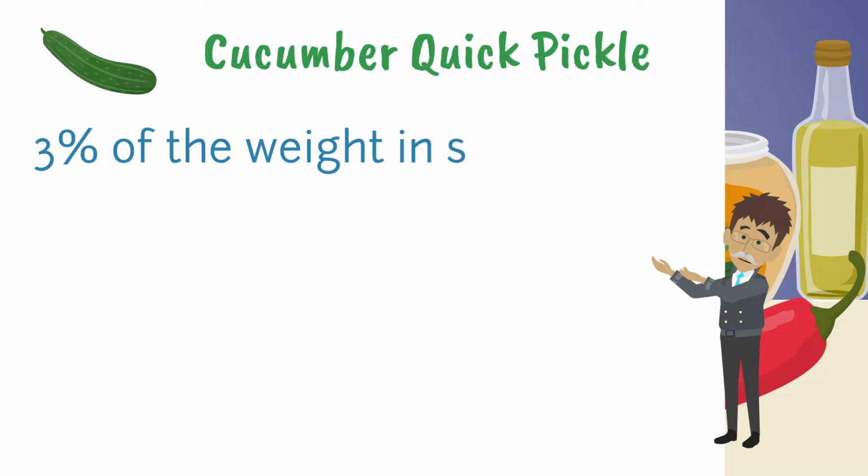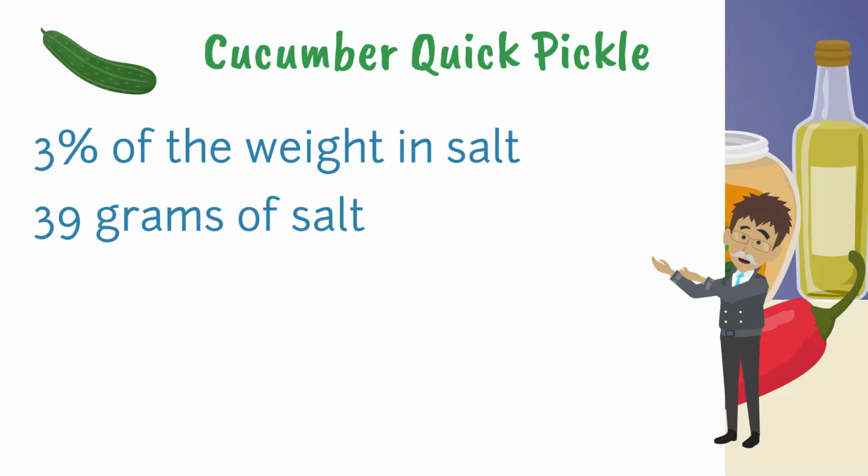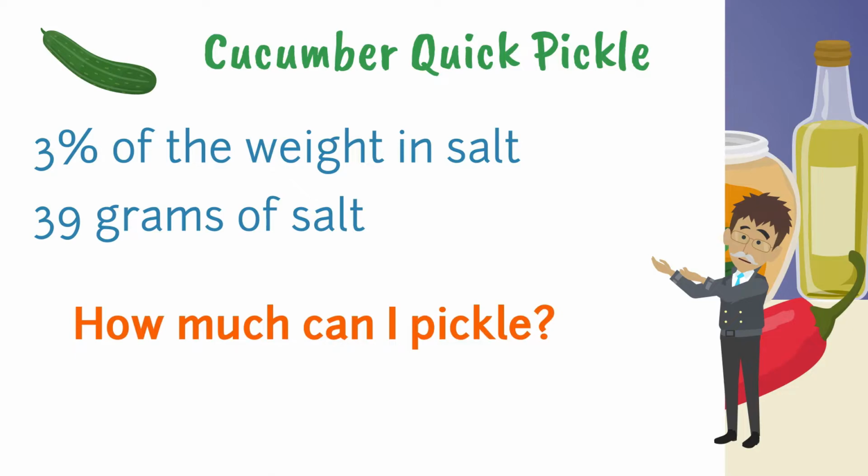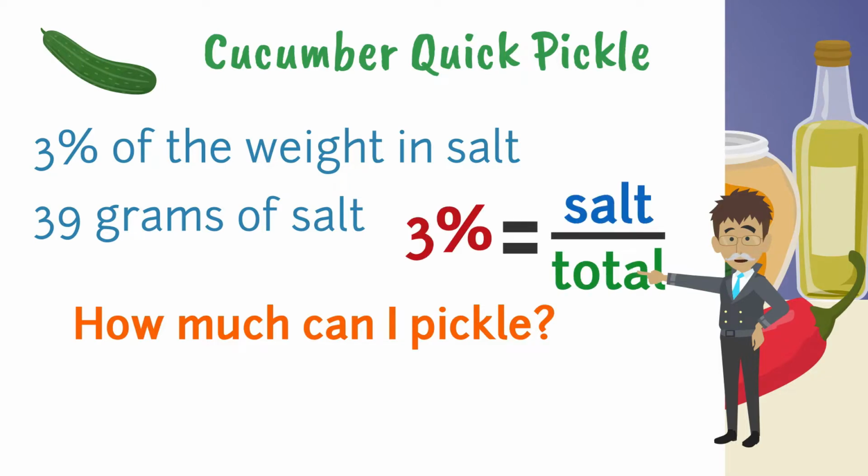What if I have 39 grams of salt? What is the maximum amount of cucumbers I can pickle using 3% salt? Our previous example showed us that we could find the amount of salt using the equation percent equals the salt divided by the weight of the veggies. In this case, we do not know the total grams of veggies we have, but we know the part and the percentage. This problem represents question type 2.